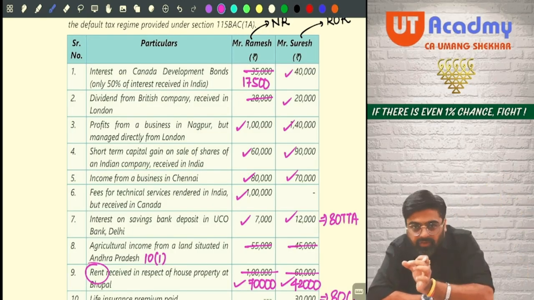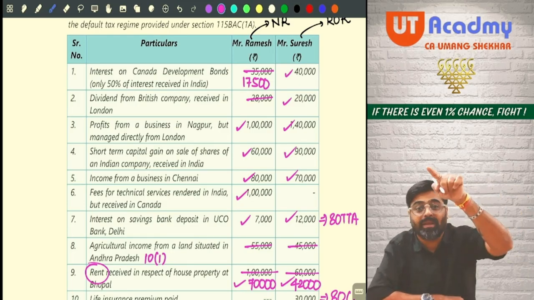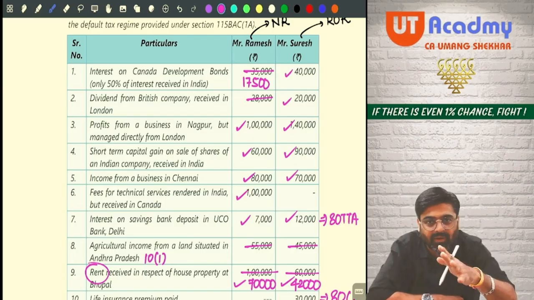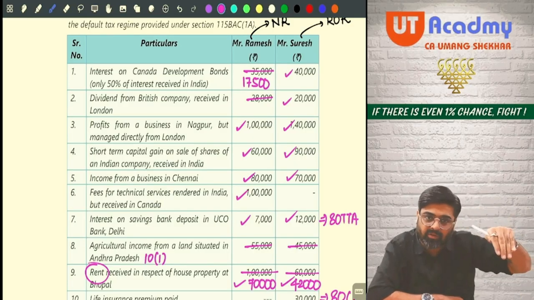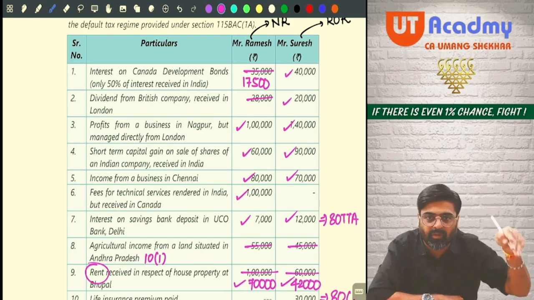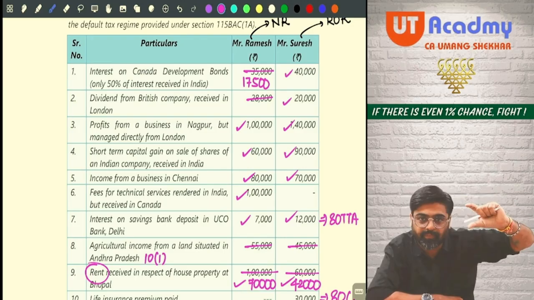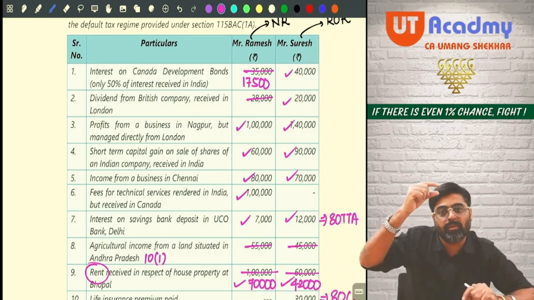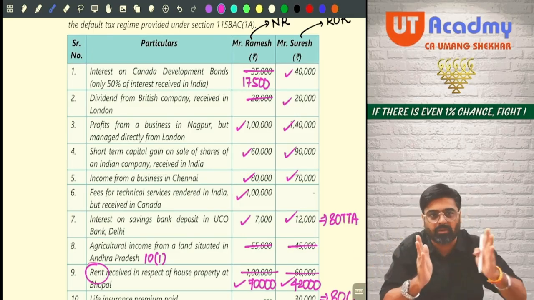Next one, received outside India, dash, because Ramesh is non-resident, that 17,500 is not taxable. And for Suresh, the other 20,000 which is received outside India will be taxable for him. So what will be the total income of these two interests taxable for Suresh? It will be 20 plus 20, 40. And what will be for Ramesh? It will be 17,500 plus 0, it will be 17,500. Likewise, you are supposed to present.